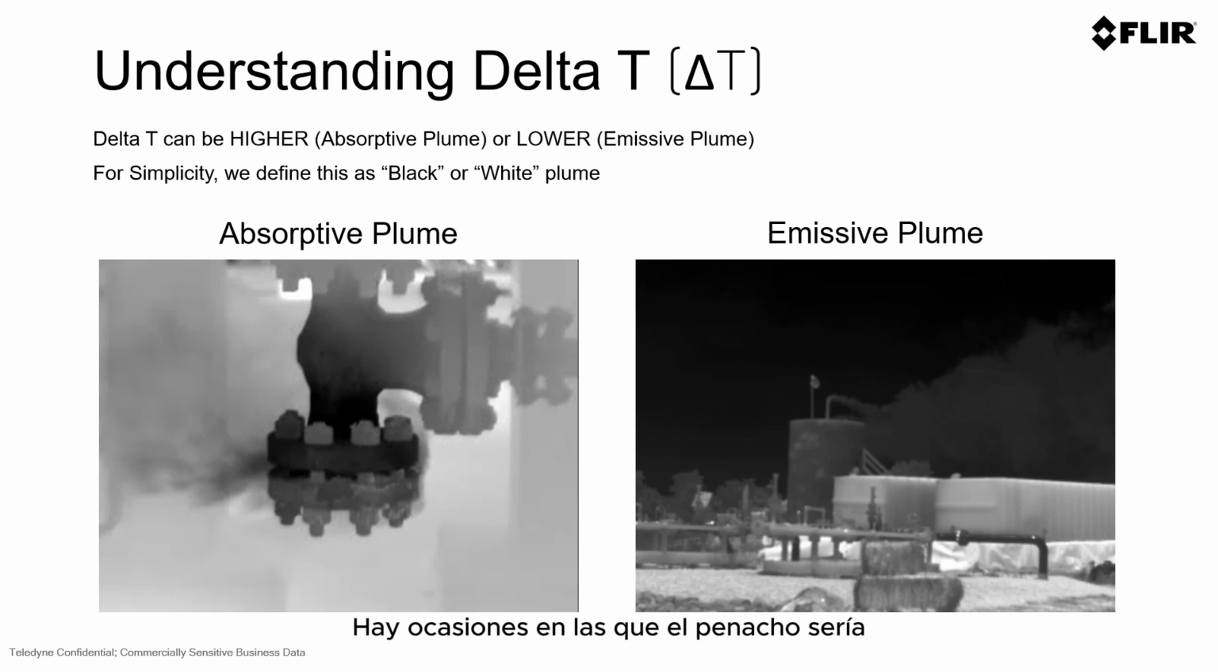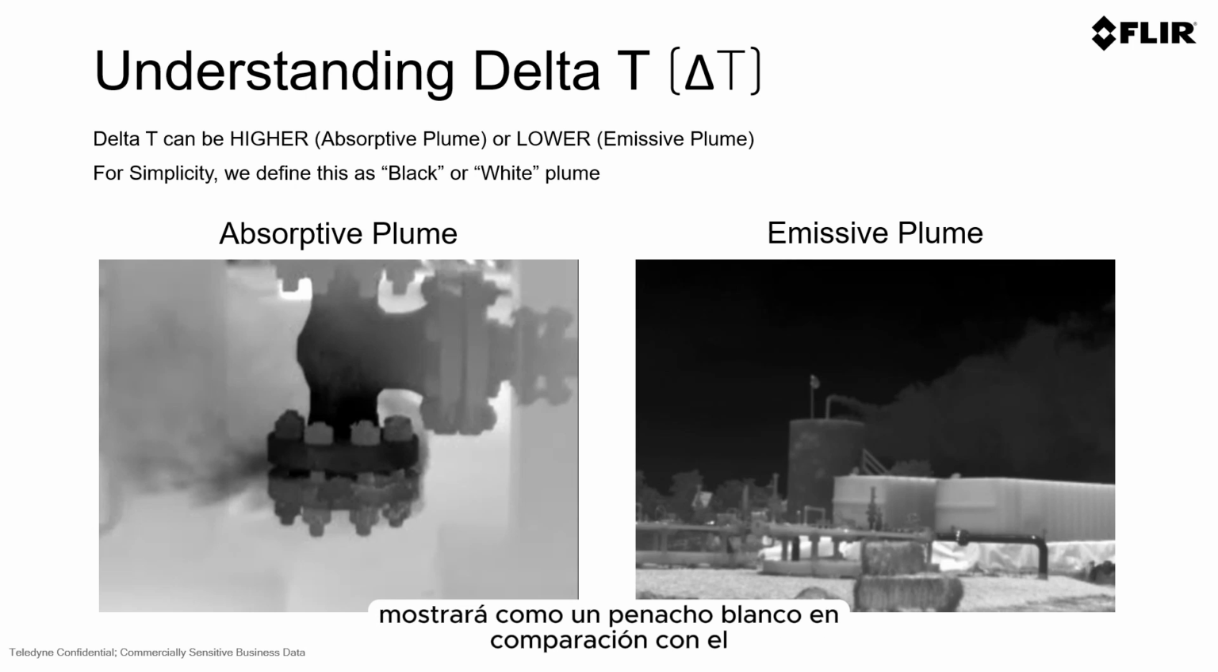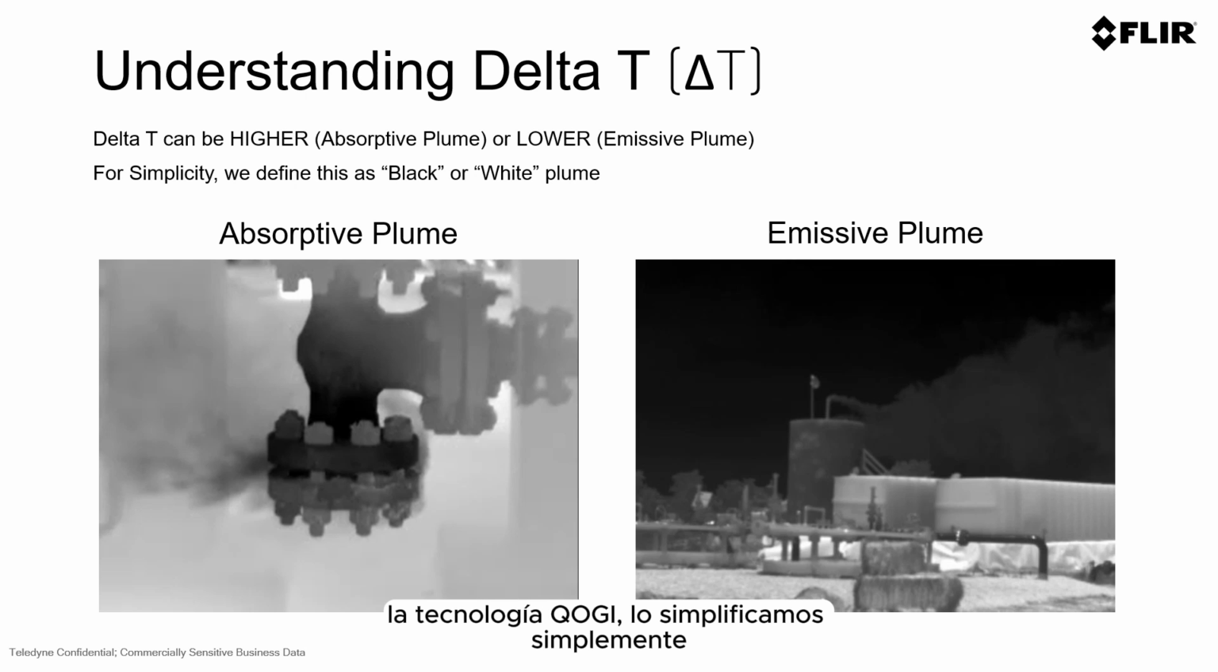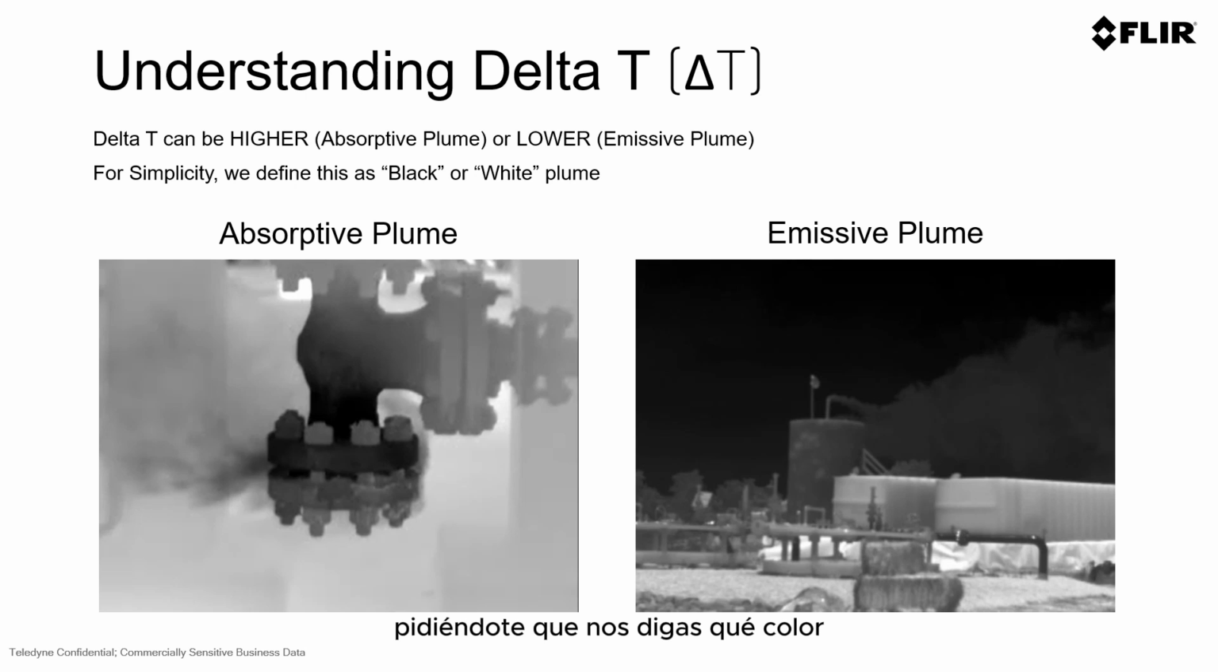There are times in which the plume would be emissive, and what this means is that the plume is emitting energy rather than absorbing energy when you have a hot background. The most common type for this is with a sky background. As you can see on the image on the right, a cold sky is colder than the plume or the ambient air temperature, in which case this will show as a white plume compared to the background. This is also known as an emissive plume, and in the QOGI technology, we simplify it, just asking you to tell us what color plume you have.